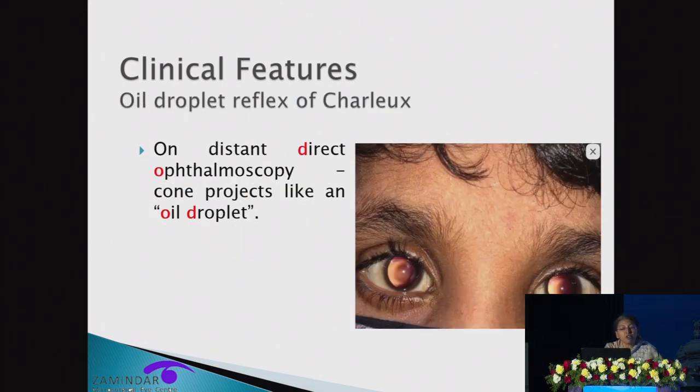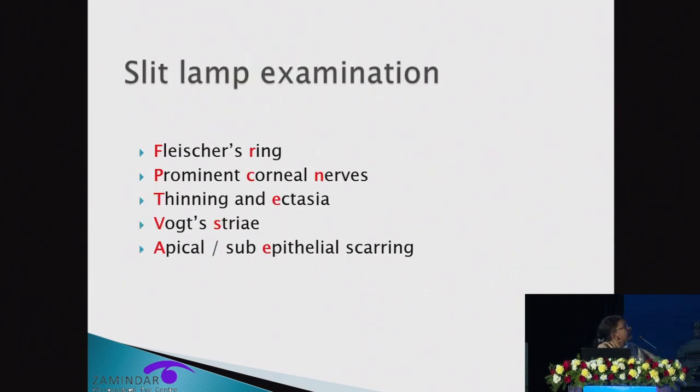And this is the oil droplet reflex of Charleux. When we do a distant direct ophthalmoscopy, the cone projects like an oil droplet. This is a sign seen on distant direct ophthalmoscopy done at 25 centimeters. Then coming to the slit lamp examination, we have all these signs: the Fleischer's ring, prominent corneal nerves, thinning and ectasia, Vogt's striae, apical or subepithelial scarring, which is seen on the cornea.